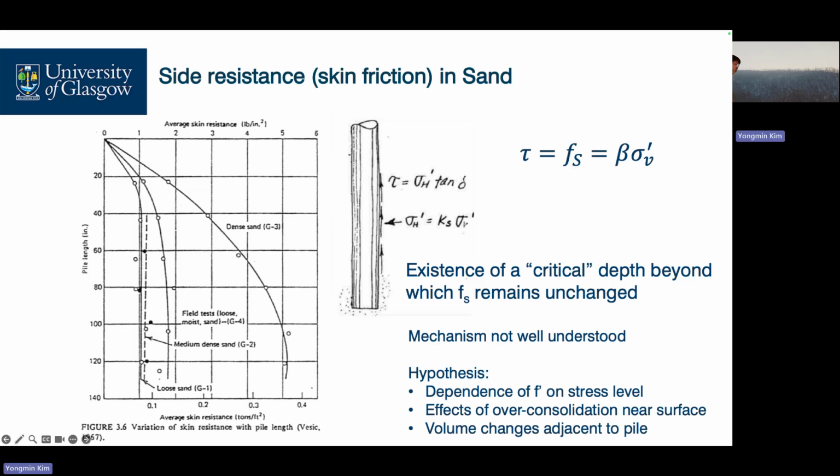It is because the shaft friction strongly depends on the current effective stress levels. And also we have significant effects of OCR near the surface, near the pile heads. And then there should be some volume changes adjacent to the pile. Clay is not a big problem. Only in sand we have certain issues.